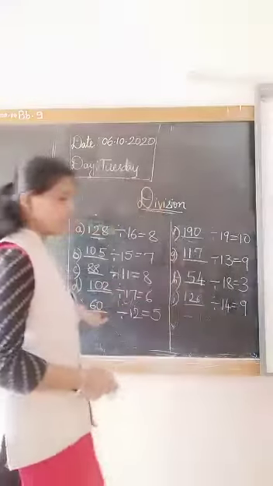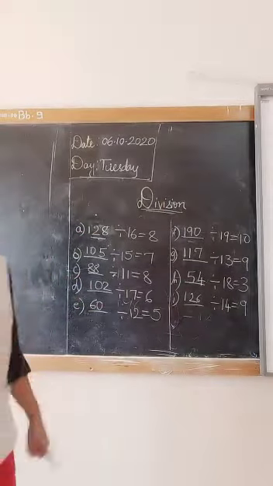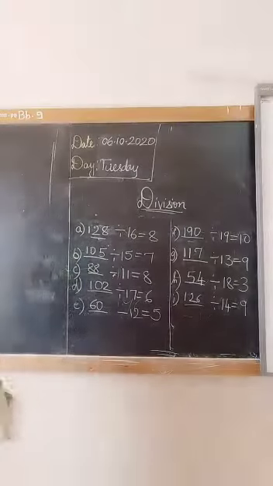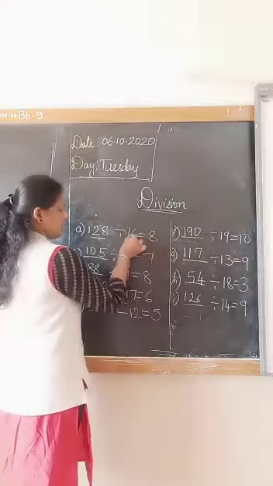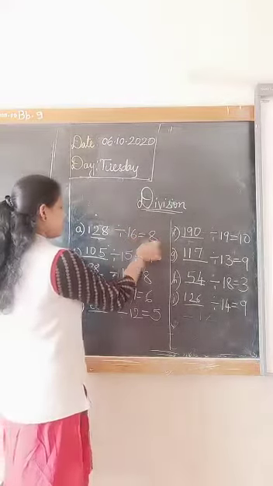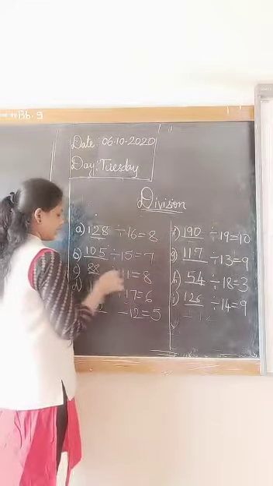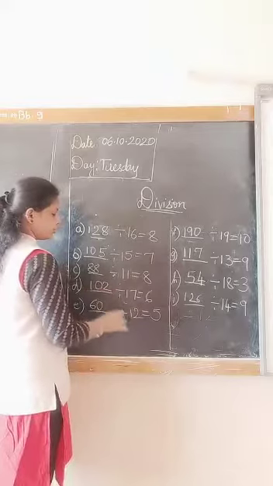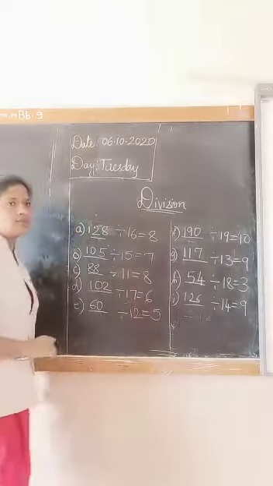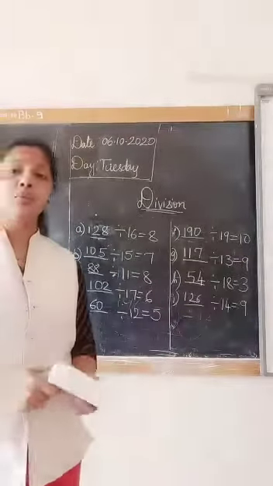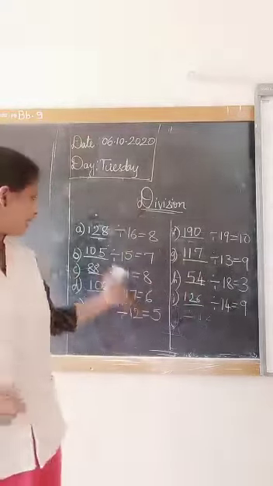Okay, so here are the answers. Answers are written. You just check your answers. As I said, you have to multiply divisors into quotient: 16 times 8 is 128, 15 times 7 is 105, 11 times 8 is 88, 17 times 6 is 102, 12 times 5 is 60, and so on. If you can directly multiply, well and fine. If not, just write it one by one and multiply. And these are the answers.